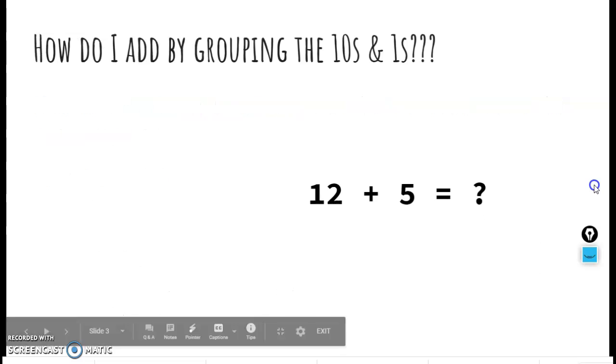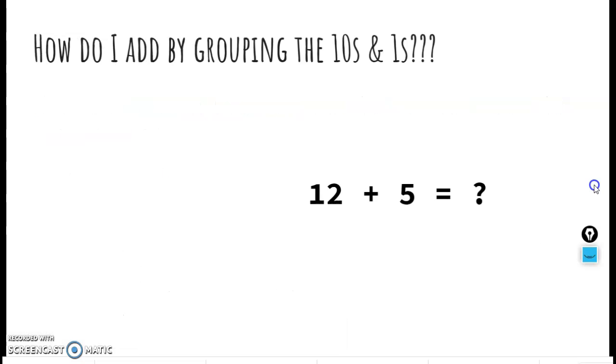There is 1 ten and 2 ones. All right, moving on to the next page. So now, how do I add by grouping the tens and the ones? I want to solve this problem, 12 plus 5, by using our new strategy, grouping the tens and the ones.